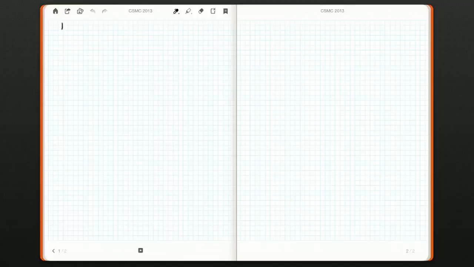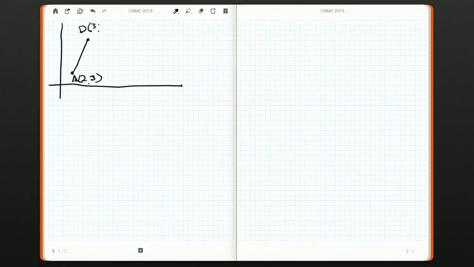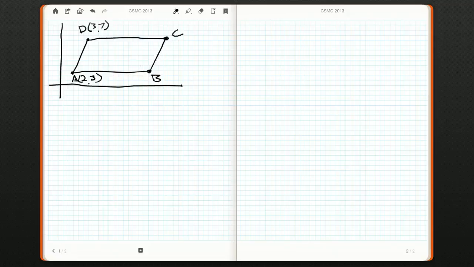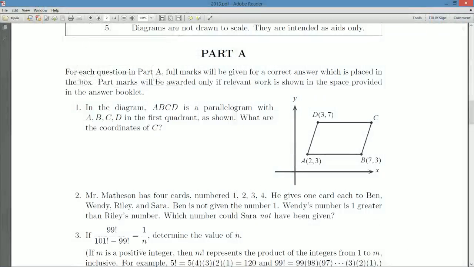We'll draw ourselves a little copy of the picture. It won't be perfect. It never is. That's okay. The important thing is that we try. So A is down here, at (2, 3). We go up some distance and over, and we get to D, which is at (3, 7). And over here we have B, and I've quite forgotten the coordinates of B, so let's check. B is at (7, 3). Sort of opposite of D. We want to finish our little parallelogram, and we get C.